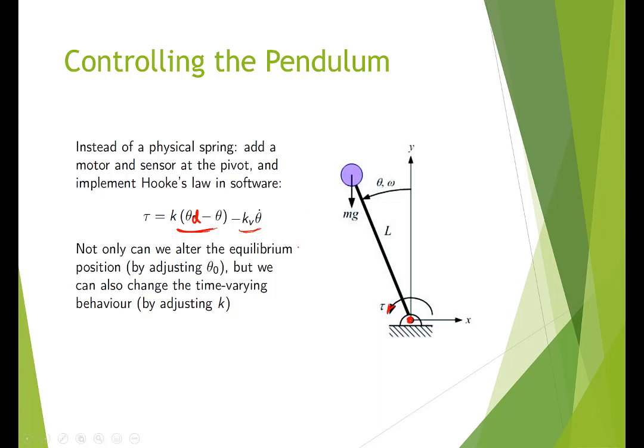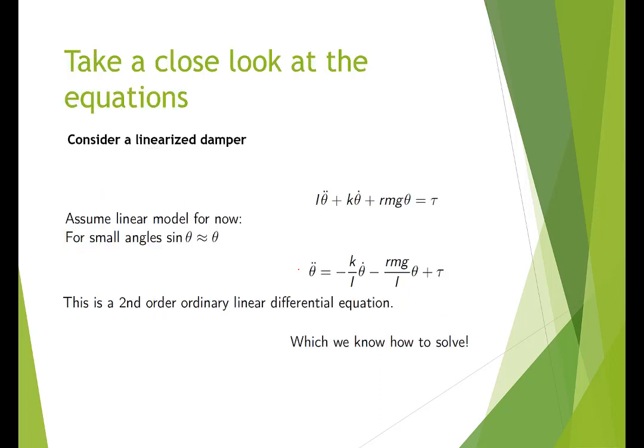Now, before we can understand exactly how this works, we have to look a bit closer at the equations. Consider again the equations for the damper, for the pendulum. And to make things simple, we assume it's a linearized equation. So previously we had sine of theta here. Assume that theta is small and sine of theta is equal to theta. So this is a linearized version of the dynamic equations for the pendulum.